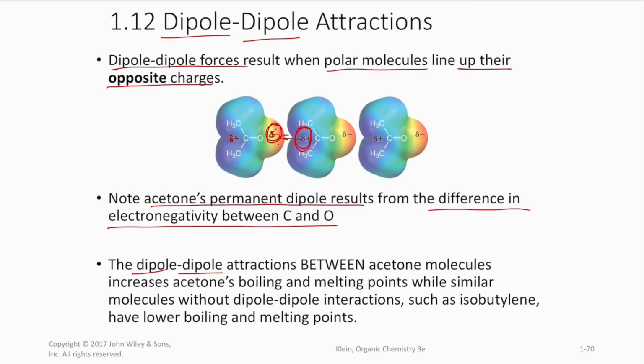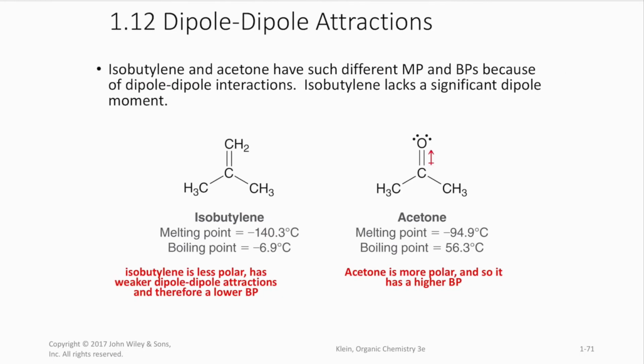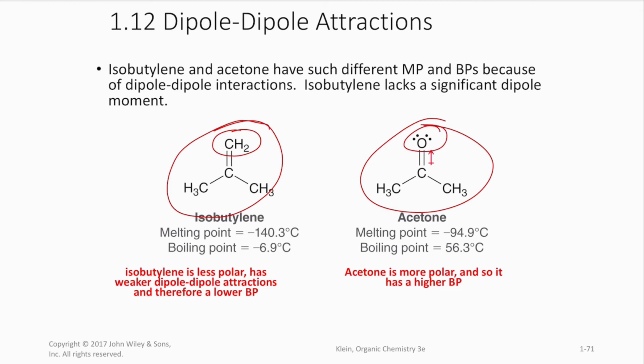The dipole-dipole attractions between acetone molecules increase acetone's boiling and melting points, and similar molecules without dipole-dipole interactions, such as isobutylene, have lower boiling and melting points. For example, the structures look similar. The only difference is that it has CH2 and here there's an oxygen. So notice the melting point difference here and the boiling point difference here.